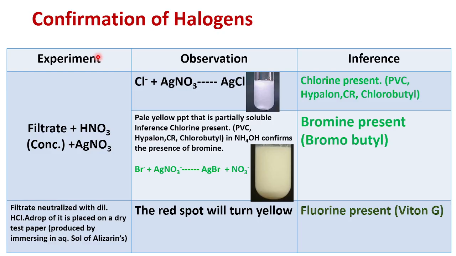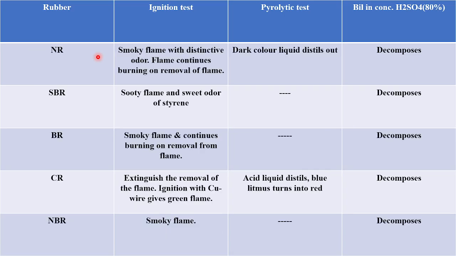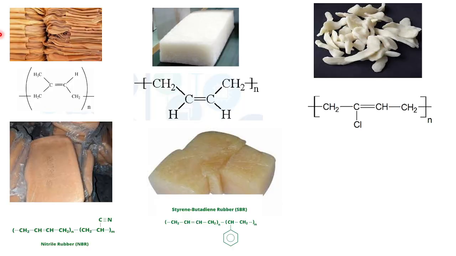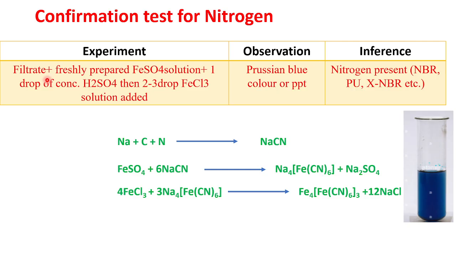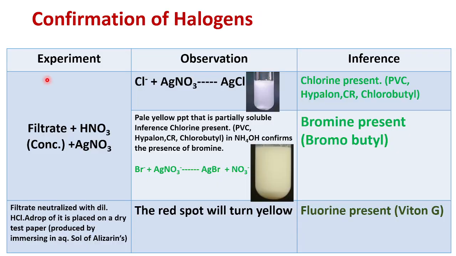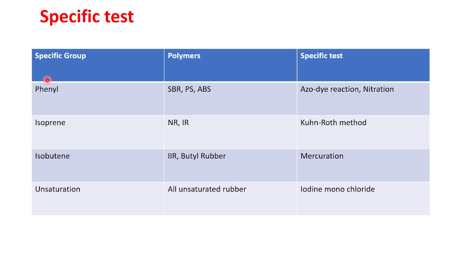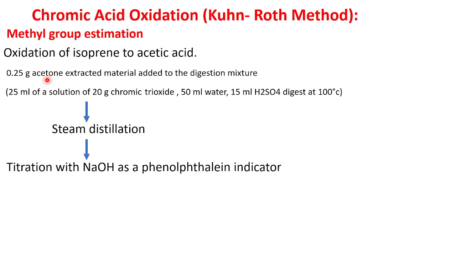Let me show you the isoprene structure. This is the isoprene, CH2, CH3. That methyl group, you need to qualitatively confirm whether it is present or not. For that you need to go for the Kuhn-Roth method. So this is actually the oxidation of that methyl group in isoprene to acetic acid.